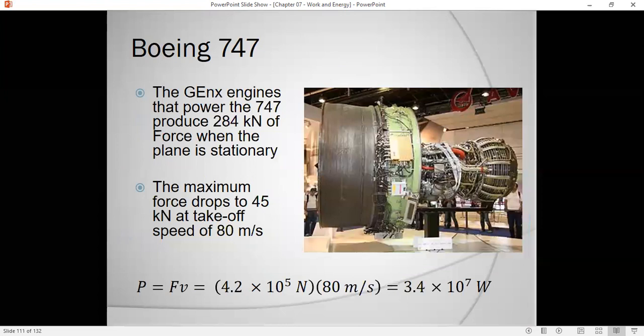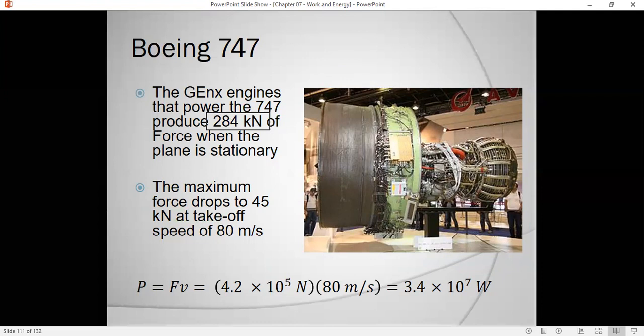But in any case, this is the GEnx engine. I forget which one it is, but this is what they use on the 747. And if you think about it, the power output is 284 kilonewtons when it's stationary. But here's the interesting thing.